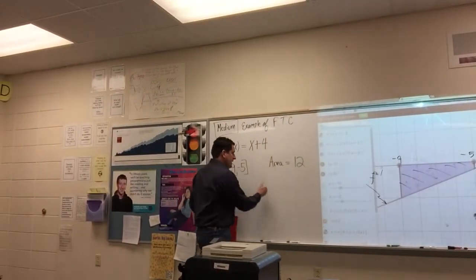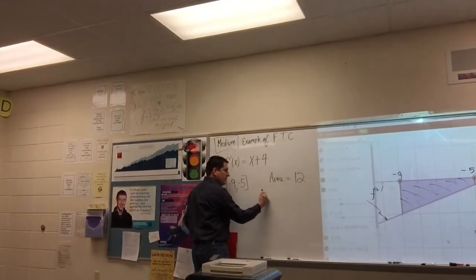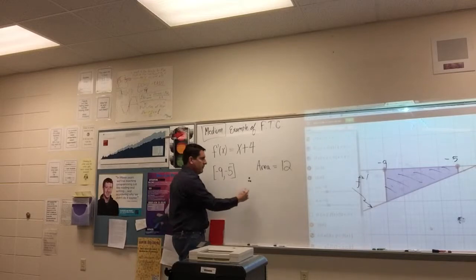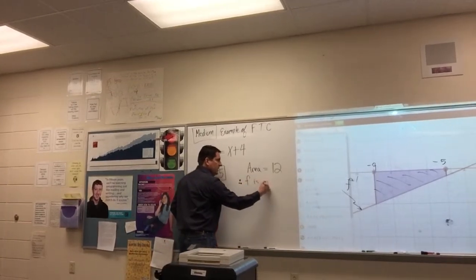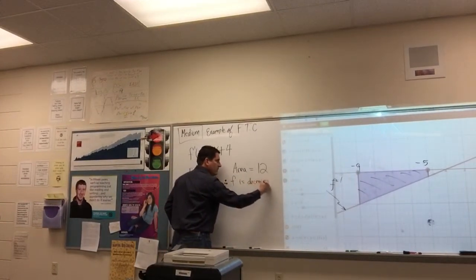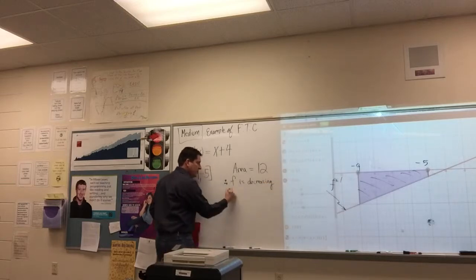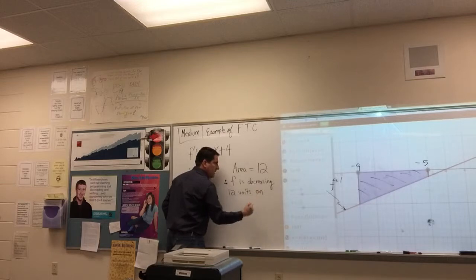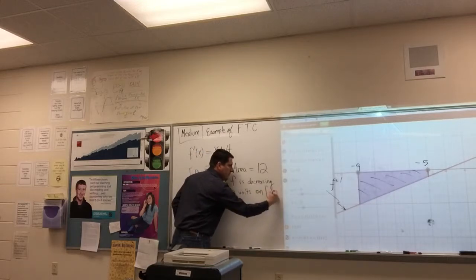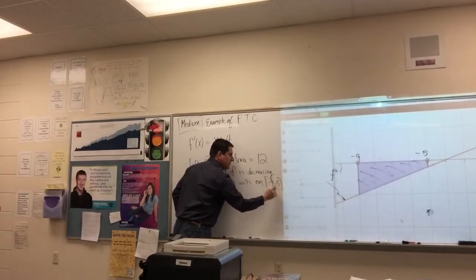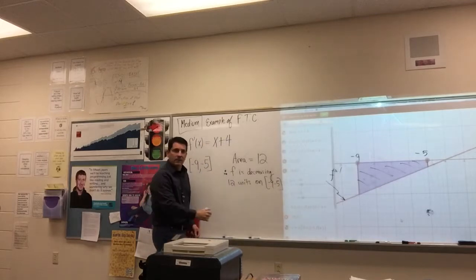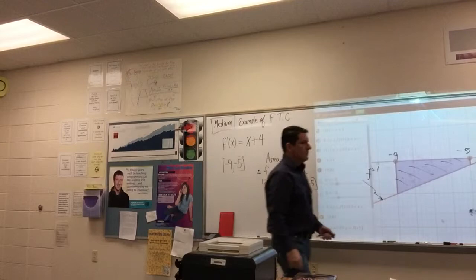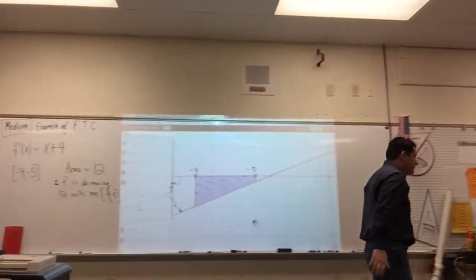So, did we say this? We said therefore, I don't know if we got to this point. Did we say therefore? Yeah. Therefore, f is decreasing 12 units on the interval from -9 to -5. So we got to that point? And then did that when we finished? Okay, sweet. So we're going to pick up where we left off now.